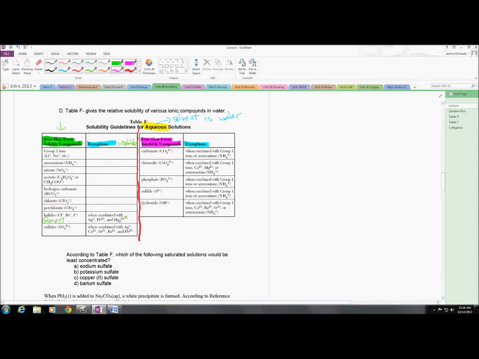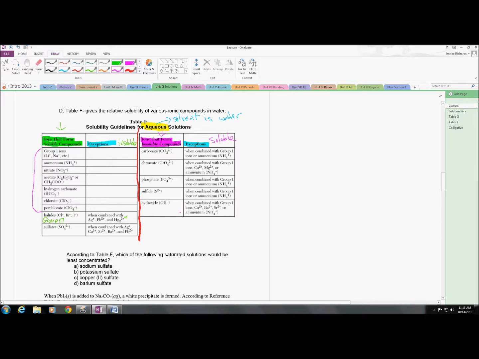On the right side of the chart, we have things that are typically insoluble. So if these are the things that are typically insoluble, then their exceptions must be soluble. So most of the carbonates are insoluble unless they're combined with a group 1 or ammonia. Most of the chromates are insoluble unless they meet these conditions, and so on and so forth. So you have to be really careful when you're looking at these things. Things that I look for first are these over here. I look to see if any of these items are in my compound because there are no exceptions to that, and that helps out a lot.